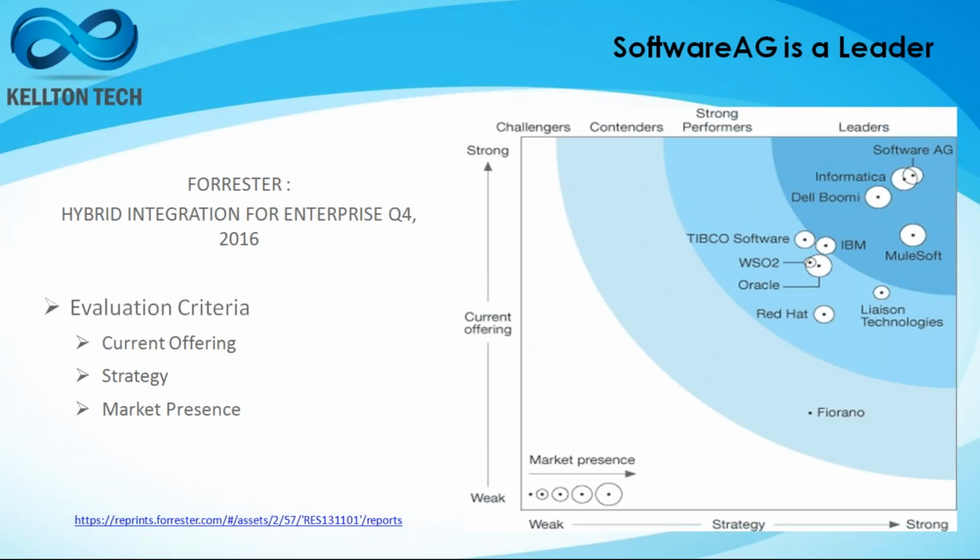Software AG is a leader. Recently, Forrester released the Hybrid Integration for Enterprise Q4 2016 report, and if you note, Software AG is considered a leader, leading in cloud solutions. The evaluation criteria were current offering, strategy, and market presence. I have provided a link below where you can read about it in depth. It is a good representation, wherein the top 11 companies were evaluated, and among them Software AG was found to be a leader.